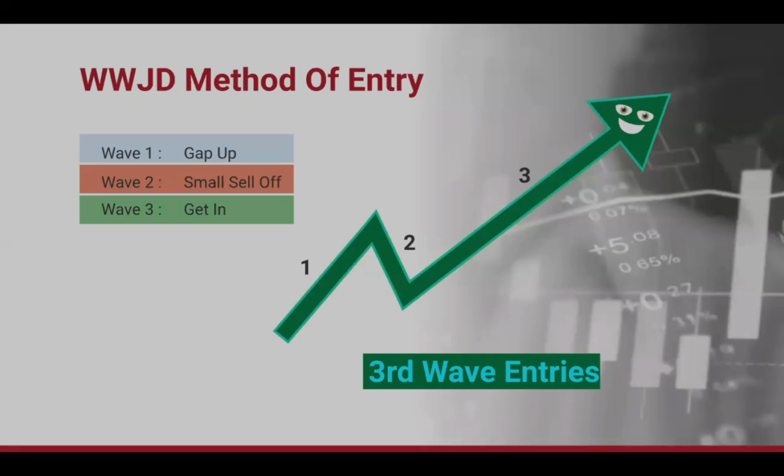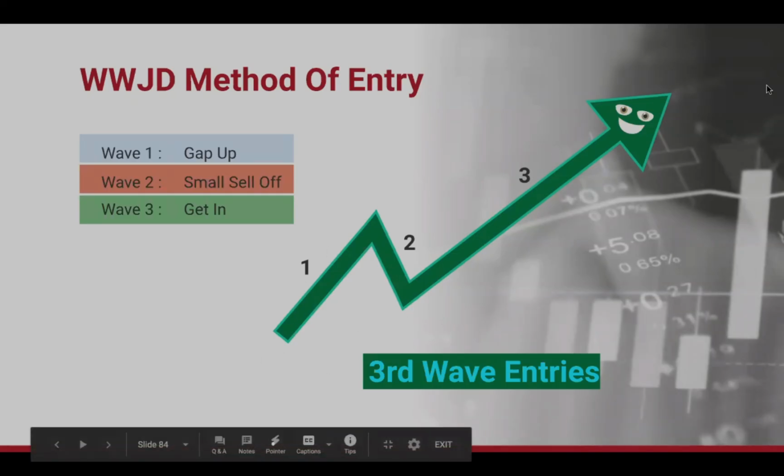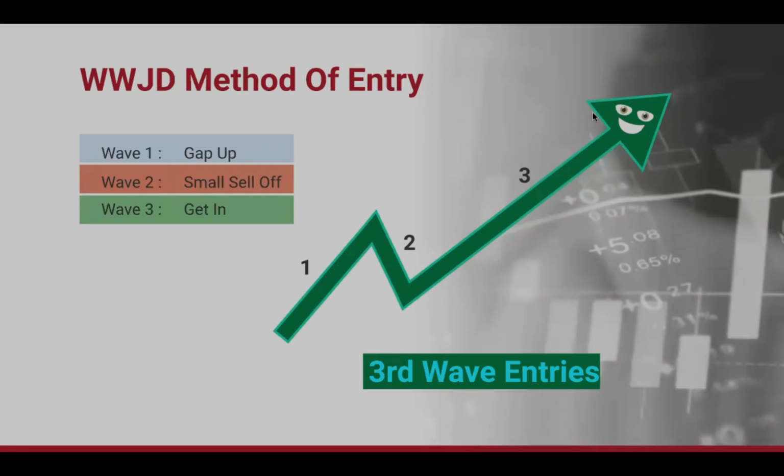But you also need to use the what would Joel do method of entry. What is that entry? Very easy. You're going to look for 3 moves. 1, 2, 3. You want to get in on the 3rd move, or the 3rd wave.